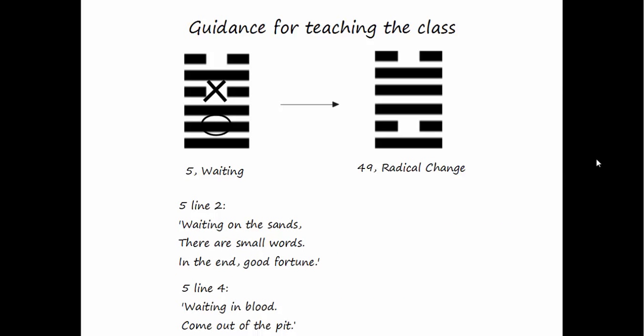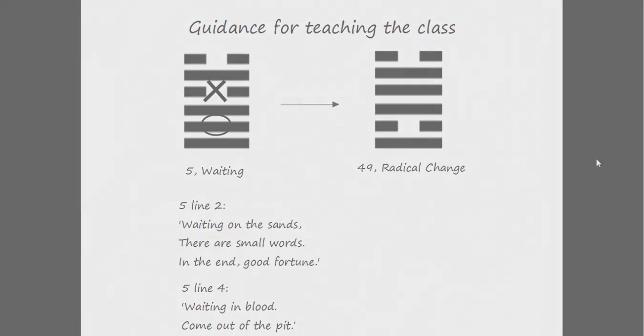And then the line text? Always remembering that you're counting lines from the bottom upwards, so the changing lines for this reading are 2 and 4. Hexagram 5, line 2 says, waiting on the sands, there are small words, in the end, good fortune. And line 4 says, waiting in blood, come out of the pit. Going to need to think about that one. The next step for me is to take that answer in, understand it, absorb it, and start thinking about how I'll act on it.